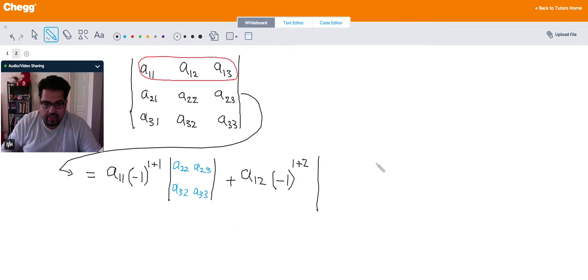And now I'm going to multiply it by the determinant obtained by canceling that row and that column. So I would write A21, A23, A31, and A33. So I'm going to remove those lines. So I'm going to write A21, A23, A31, and A33.